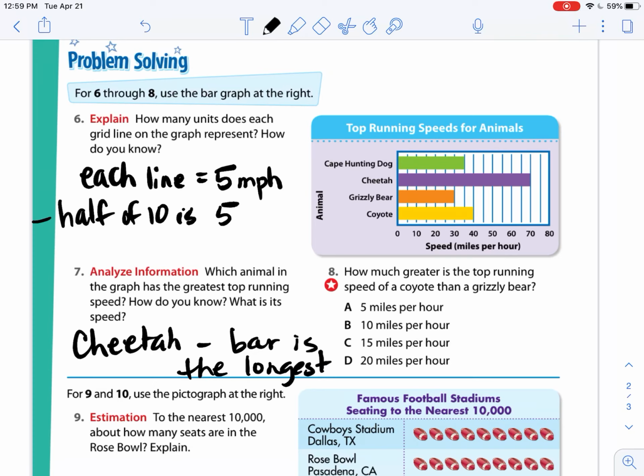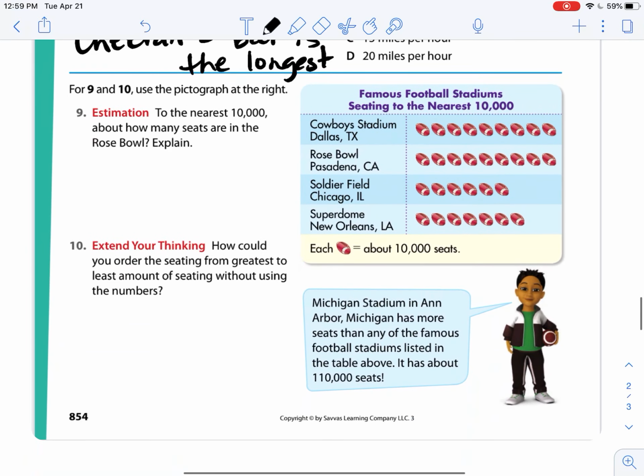How much greater is the top running speed of the coyote than the grizzly bear? Okay, so this is where we're going to have to read it. Well, the coyote is at 40 and the grizzly bear is at 30. How much greater would be like saying how much more. So that's 40 minus 30. That would be 10. So your answer would be B on that one. All right, if you would like to try 9 and 10 by yourself, pause this video and then come back to it and check. Otherwise, do it with me.